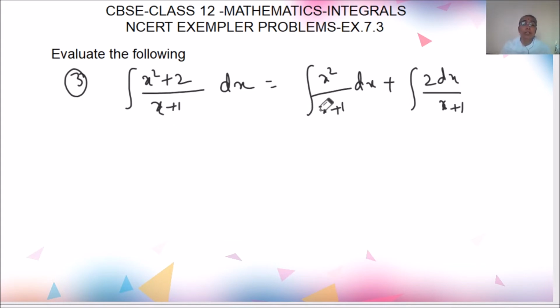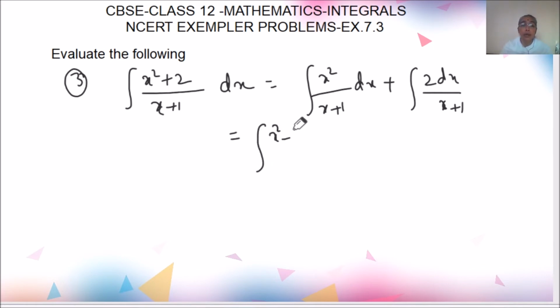Now let us observe the first part. The denominator is x plus 1. How can we try to bring the numerator to x plus 1 so that we can cancel this denominator? So shall we add and subtract 1 to the numerator and see what happens.